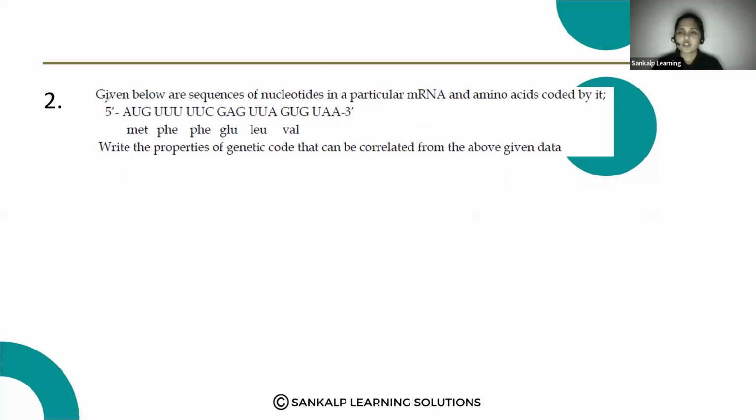This is also a model question paper question. Given below are the sequences of nucleotides in a particular mRNA and the amino acids coded by it. Here, 5 prime to 3 prime: AUG, UUU, UUC, GAG, UUA.